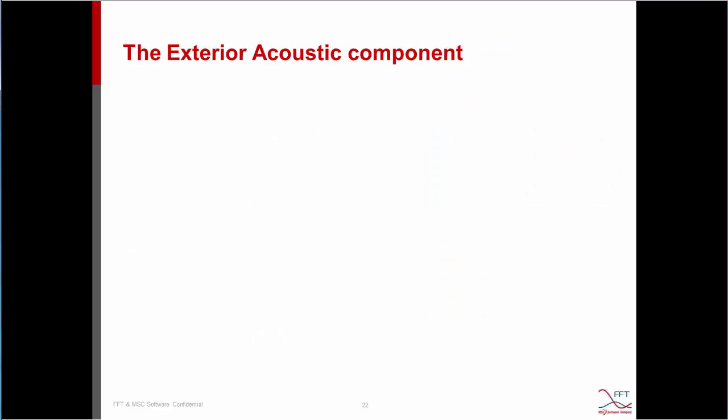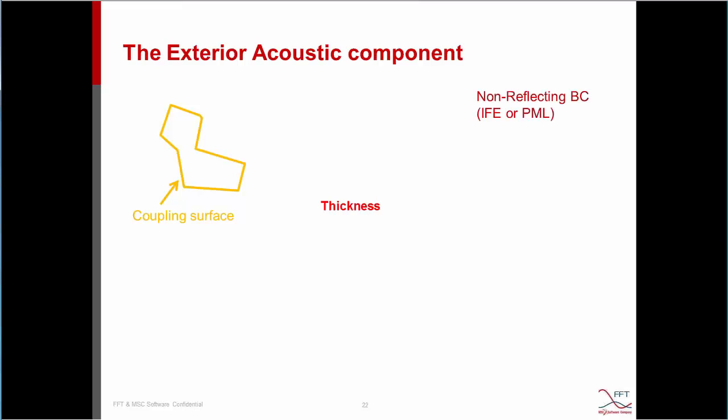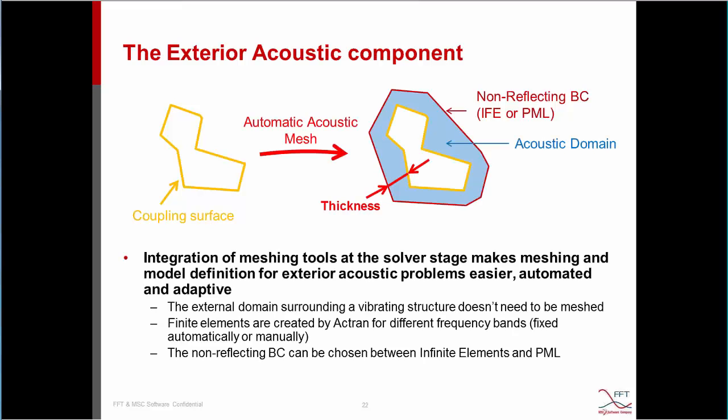The second component that is using adaptivity in Actran 15 is the exterior acoustic component. So how does it work? You input this exterior acoustic component with the acoustic coupling surface. You also provide the thickness of the acoustic domain you want to create and the kind of non-reflecting boundary condition you want to use, so either infinite elements or PML. And based on this information, the exterior acoustic component during the distance execution sequence will create the acoustic mesh in an adaptive way and in a totally automatic way.